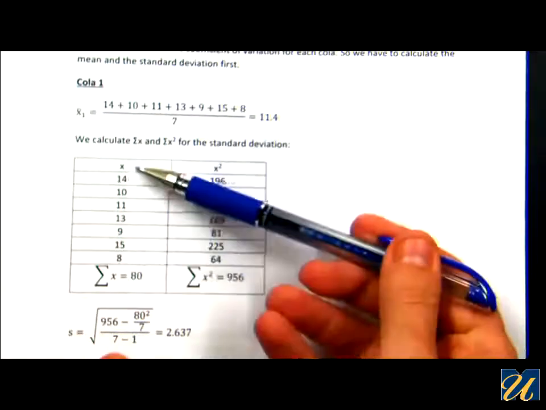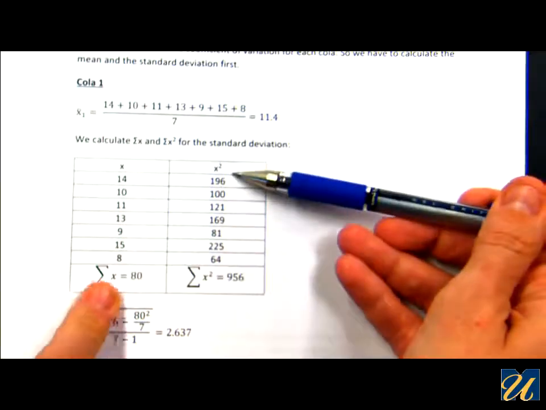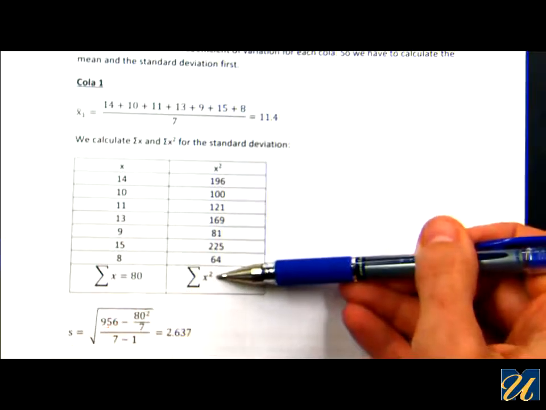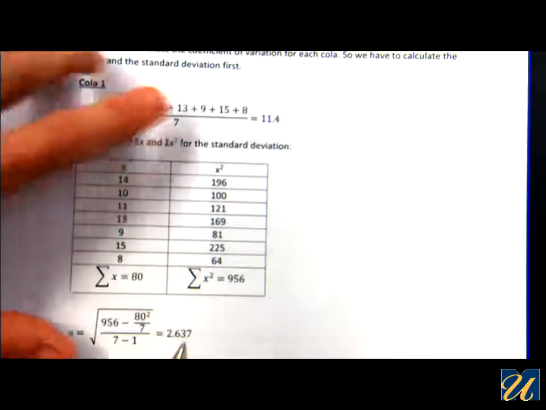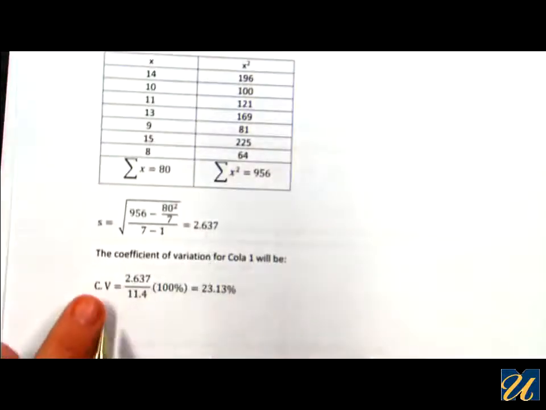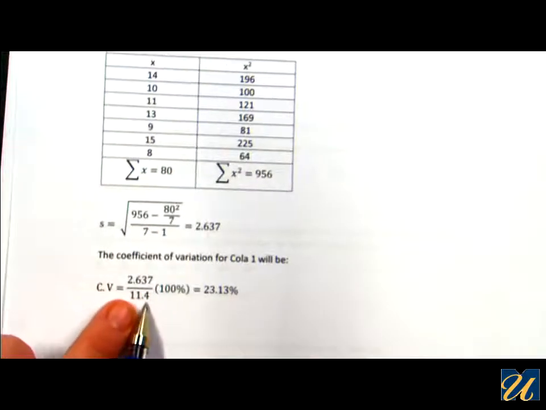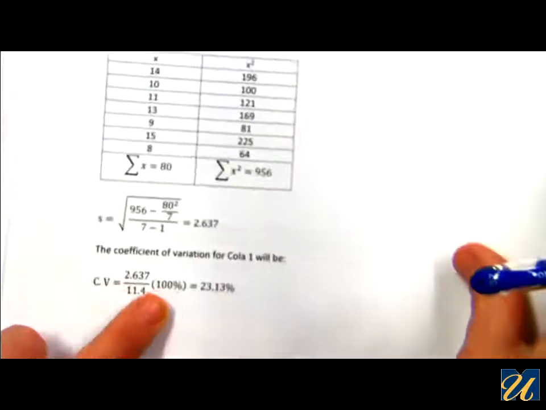How do we find the variance? We add all the entries, we find the summation of the square entries, we plug it in the formula, and then whatever we get, we find the square root of that. So the standard deviation for the first set of data is 2.637. The average is 11.4. So the coefficient of variation is S over X bar times 100%. S is 2.637, X bar is 11.4, times 100%, 23.13%. Again, this is the coefficient of variation for the first set of colas.